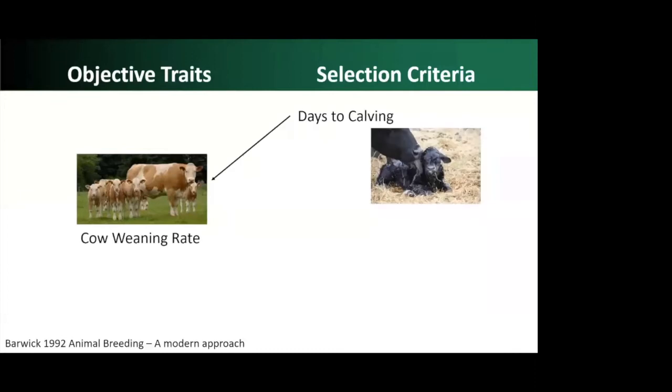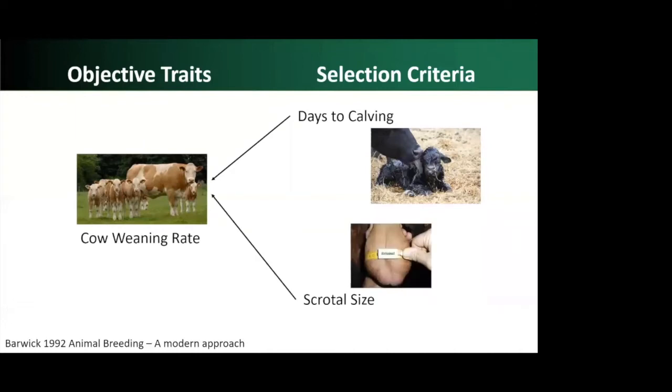In order to consider fertility, BreedPlan uses two traits: days to calving, which is the time period elapsed between the bull end date and the subsequent calving event in a natural mating system, and scrotal circumference in young bulls. Both of these traits are more easily measurable compared to cow weaning rate in the seed stock sector, and importantly, they are both related to cow weaning rate.